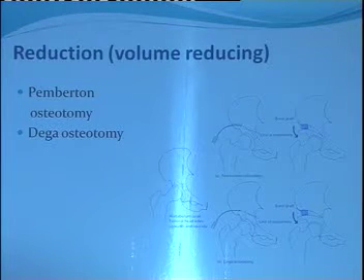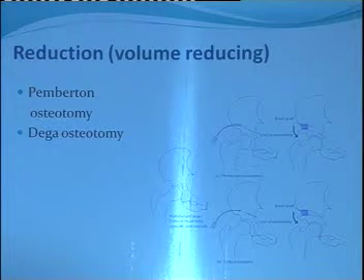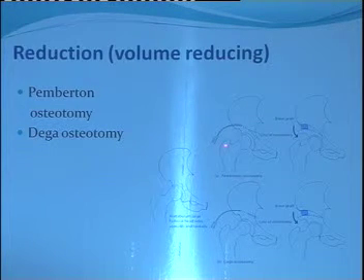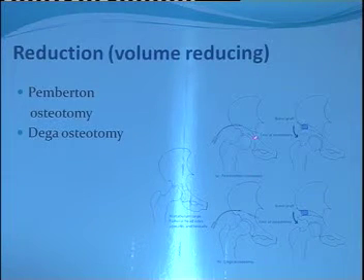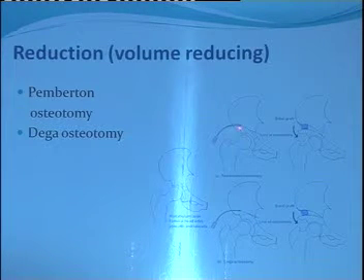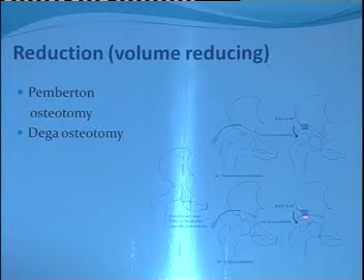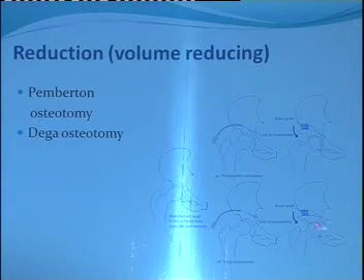Volume reducing osteotomy, that is the Pemberton osteotomy or the Dega osteotomy, where the size of the acetabulum is large and the size of the head is less. In those situations, we go for this. This is the Pemberton osteotomy. We start from the supraacetabular area, and the line of the osteotomy is up to the triradiate cartilage. Just before that, we end. And in Dega's osteotomy, we do not go towards the cartilage, but towards the inner ilium.